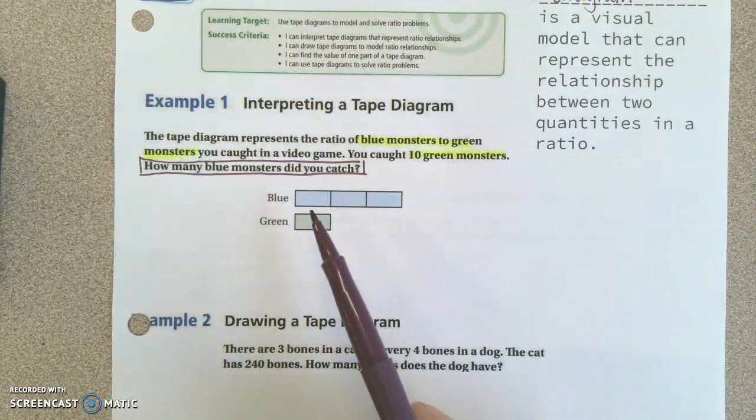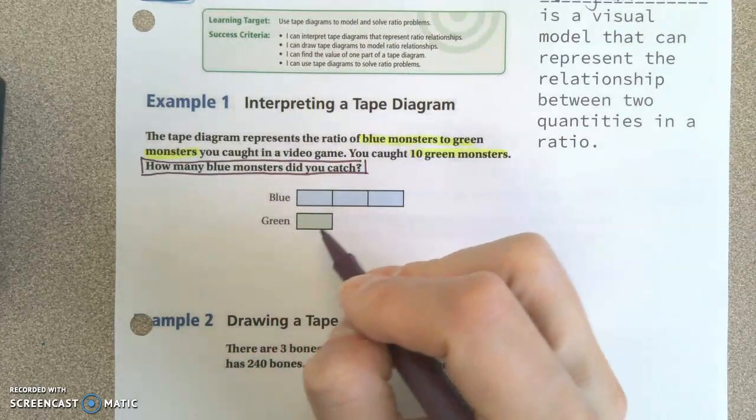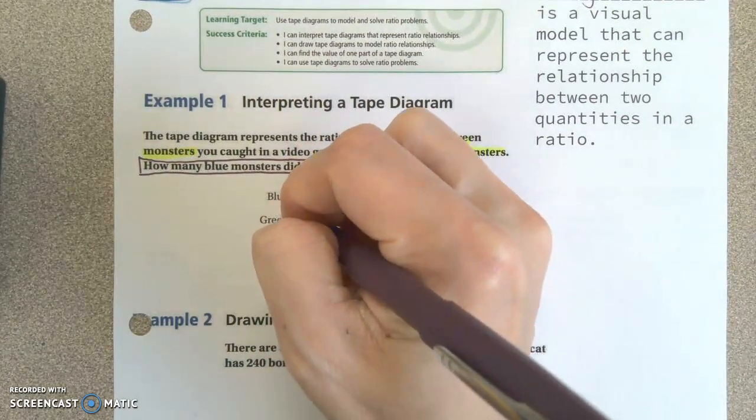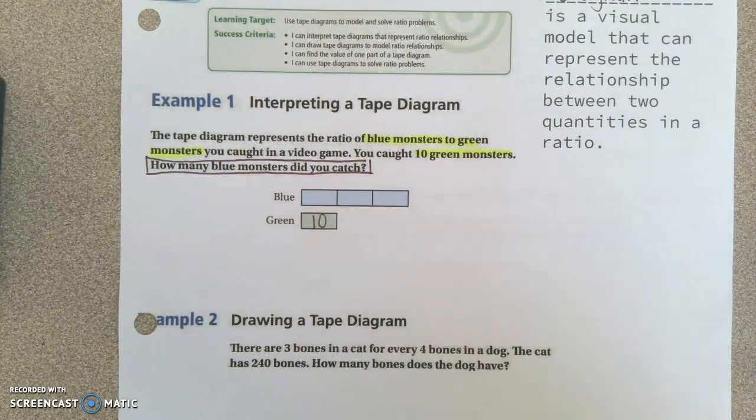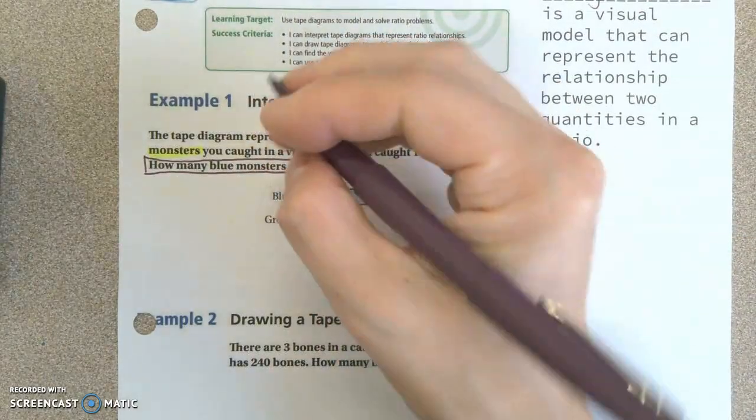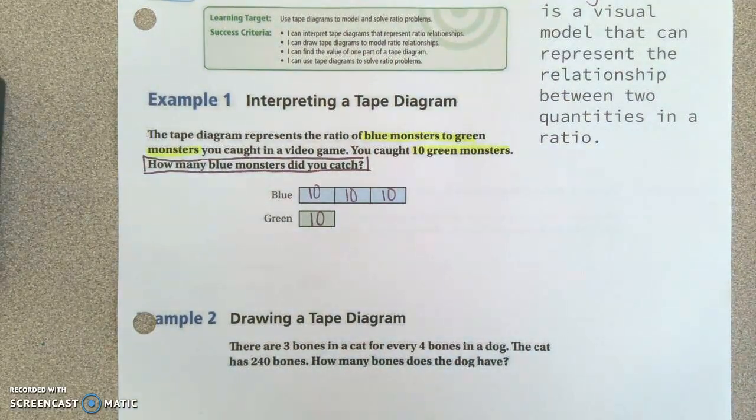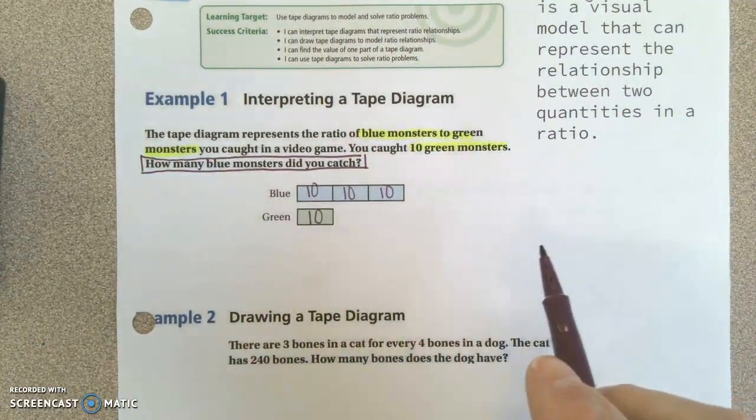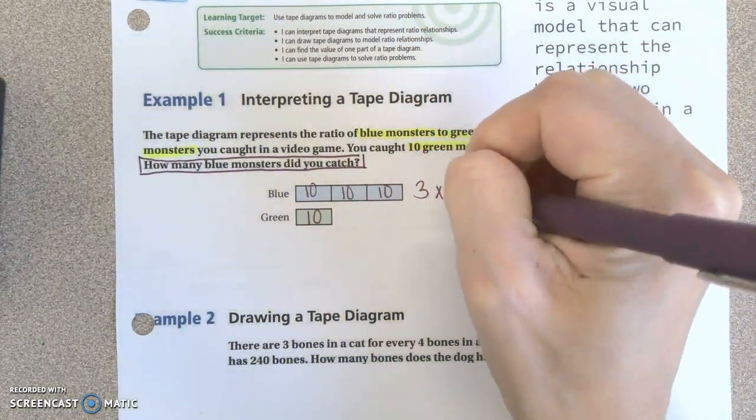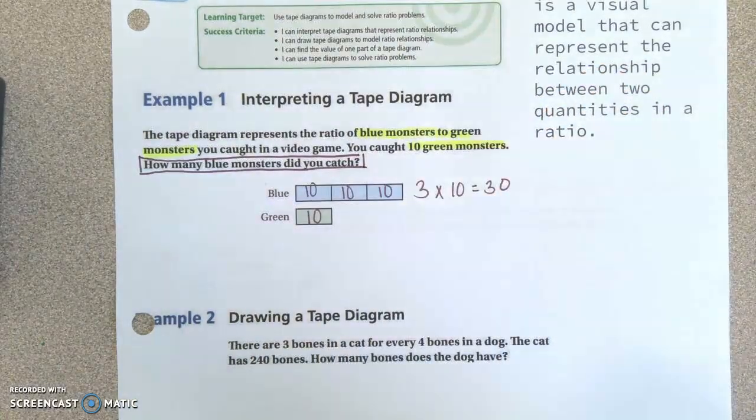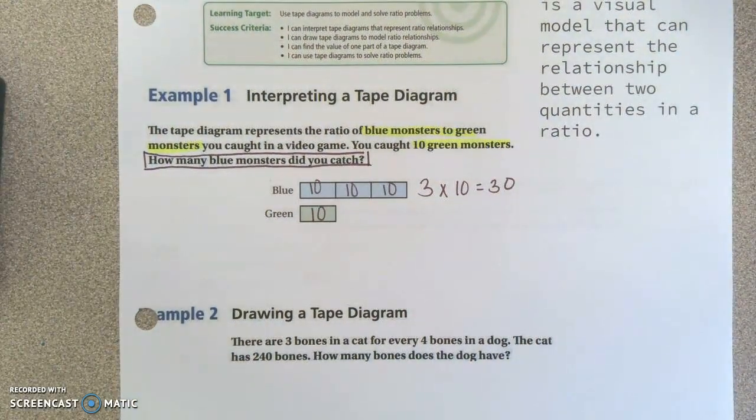Okay, so what we know, here's blue and here's green. We caught 10 green monsters, so that means this right here, green, needs to represent 10. Now, since we know that all the boxes are the same size, if this box represents 10, all of these boxes represent 10 monsters. So if there's 3 blue parts, we can say there's 3 blue parts that are each 10. That is 30. So that means you caught 30 blue monsters.